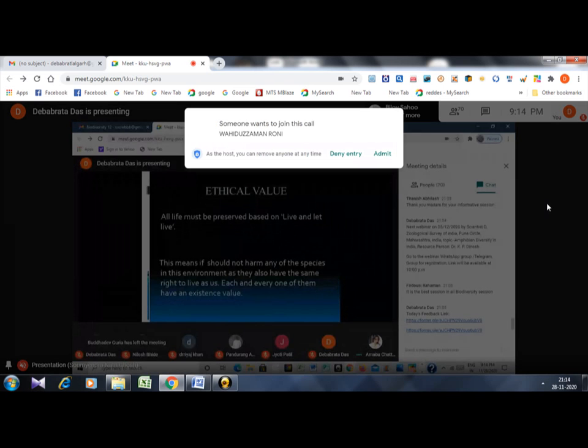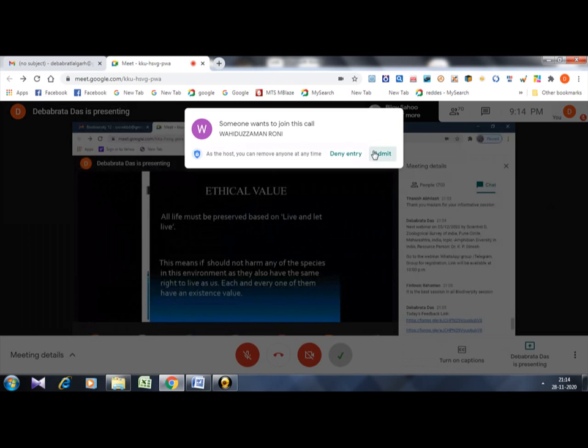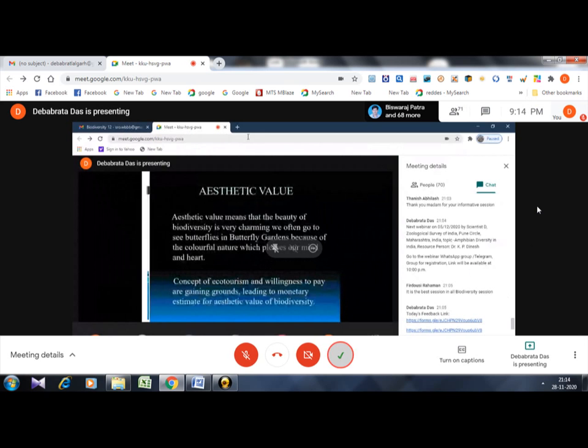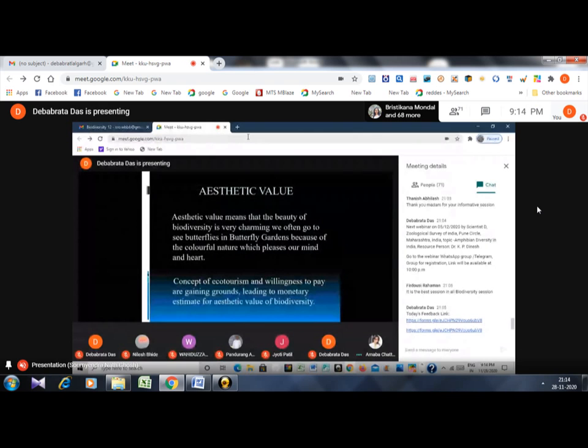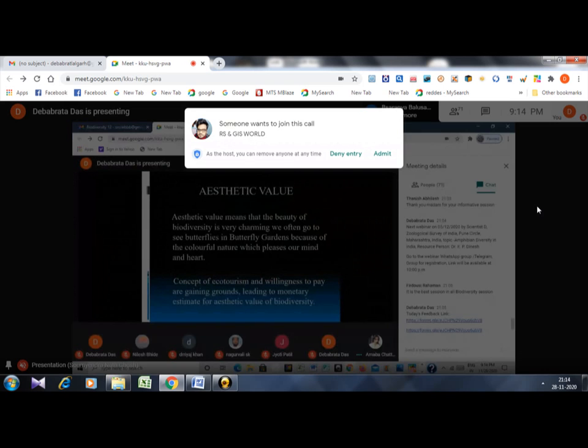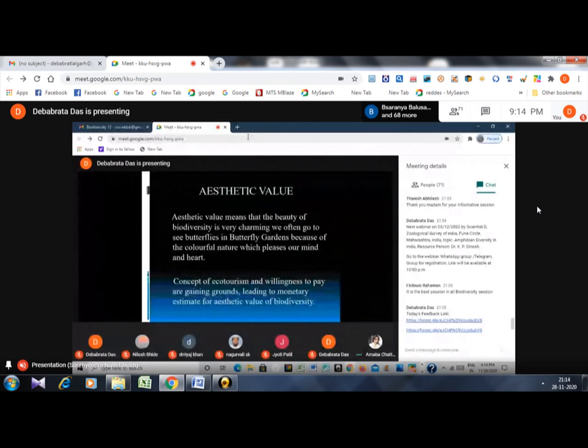Sir has told earlier. Now we come to aesthetic value. Aesthetic value means the beauty of the biodiversity. So as I told earlier, if you have a butterfly garden, it is very beautiful and it will only charm you. And it is a good thing for future generations. You will also get paid. So that is the meaning of this aesthetic value.